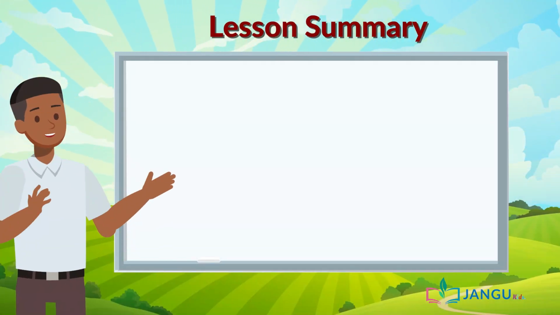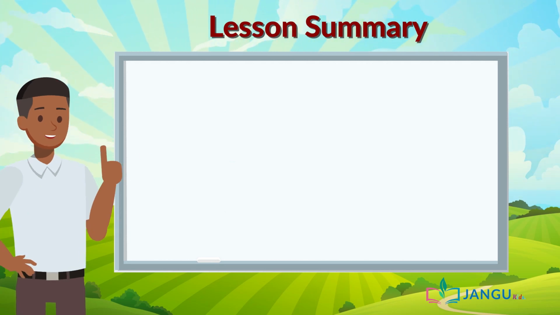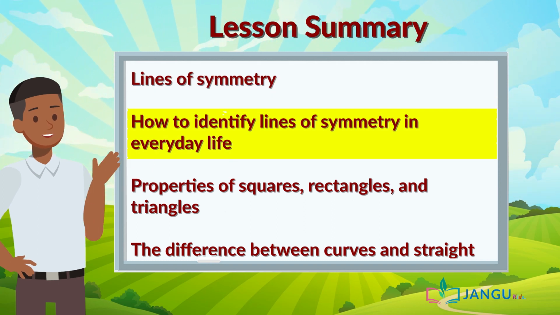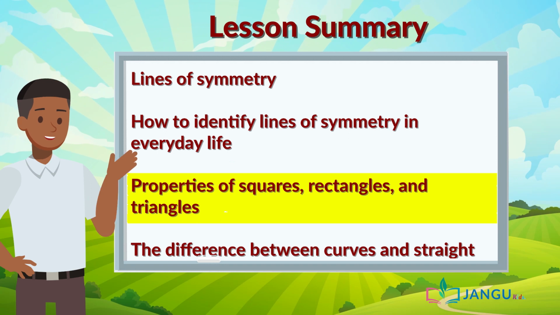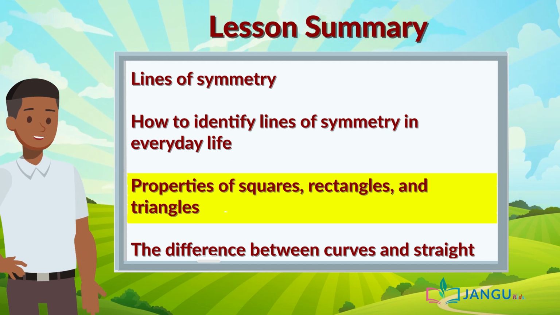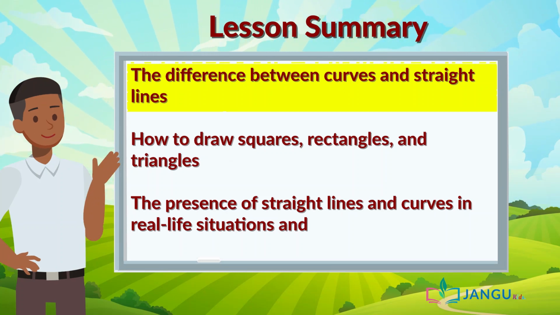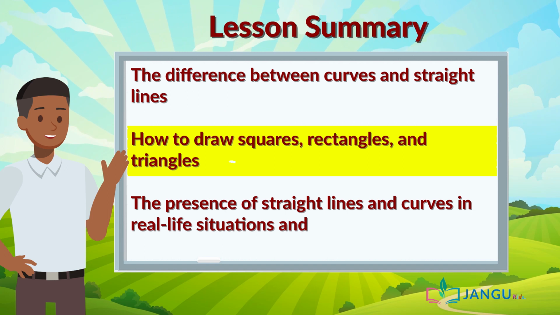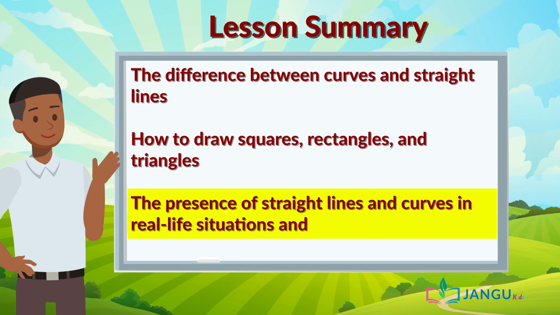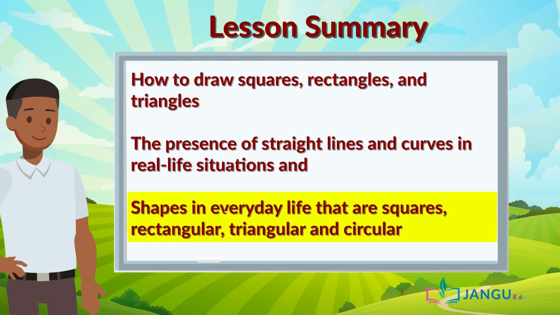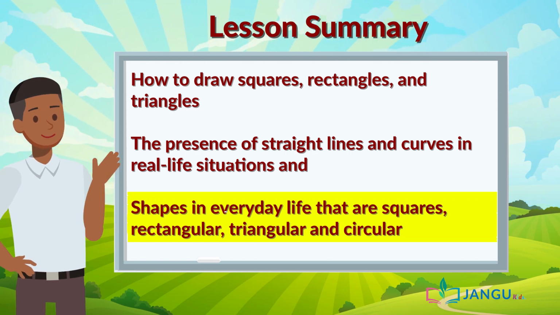We have come to the end of today's lesson. Today, we learned about lines of symmetry, how to identify lines of symmetry in everyday life, properties of squares, rectangles, and triangles, the difference between curves and straight lines, how to draw squares, rectangles, and triangles, the presence of straight lines and curves in real-life situations, and shapes in everyday life that are squares, rectangular, triangular, and circular.